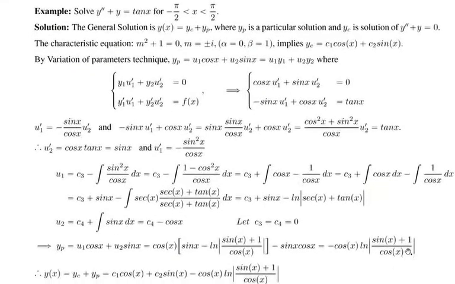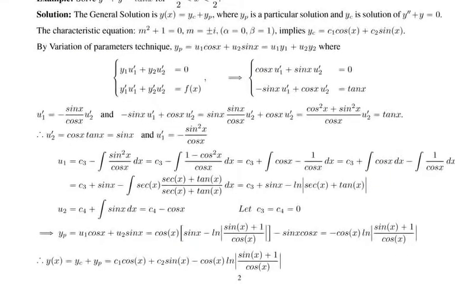So I'm going to multiply u1 by cosine x and u2 by sine x, with the assumption that c3 and c4 are equal to 0, and note that the first term is sine x cosine x minus sine x cosine x, so it cancels out. So I'm left with minus cosine x times ln of absolute value of secant x plus tan x, or you can write it in this form.